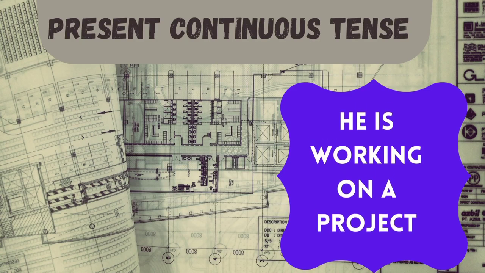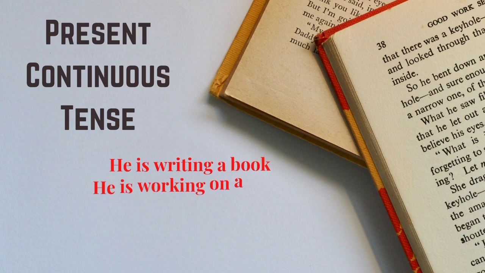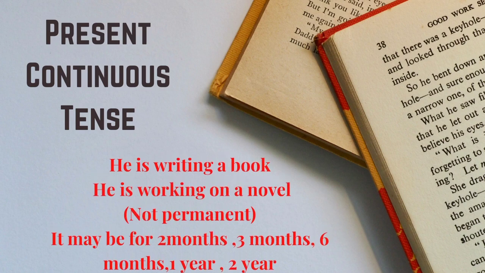He is working on a project. This means he is working on a project at this time. He is writing a book. He is working on a novel at this time. It is not permanent. It may be for 2 months, 3 months, it may be for 6 months, 1 year, 2 years, but it is not going to stay for permanent time. So this is around, means in these days he is working on this.